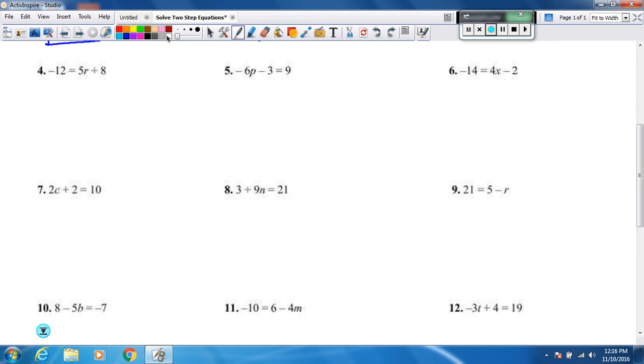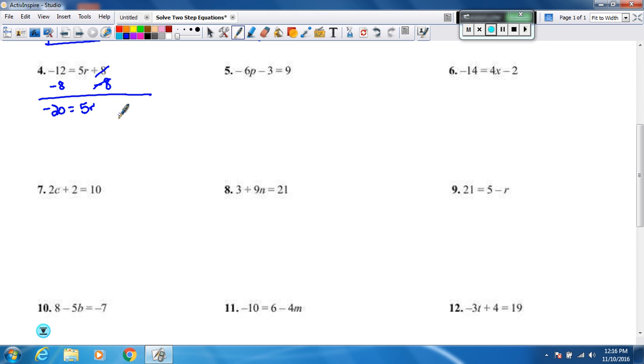The next one, take your finger and cover up the letter. We have to get rid of a positive 8. The opposite of positive 8 is negative 8, so I'm going to put a negative 8 on both sides. Now a negative and a minus, you guys, are the same thing. So a negative 12 and a negative 8 is a negative 20 equals, bring down your 5r, opposites cancel.